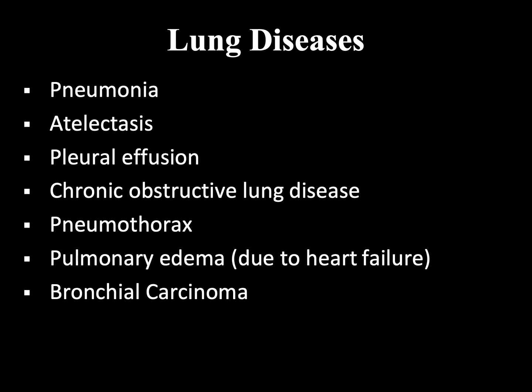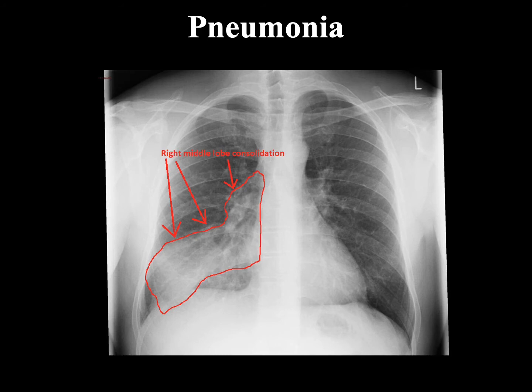The main lung diseases we'll be looking at are pneumonia, atelectasis, pleural effusions, chronic obstructive lung disease, pneumothorax, pulmonary edema, and bronchial carcinomas. If you look at pneumonia here, you see a lot of consolidation in this part of the lung. All of this is pretty thick, so there's not as much air in here, and that's going to show up on the x-ray as what they call consolidation. This is a middle lobe consolidation, so this would be a right lung pneumonia.